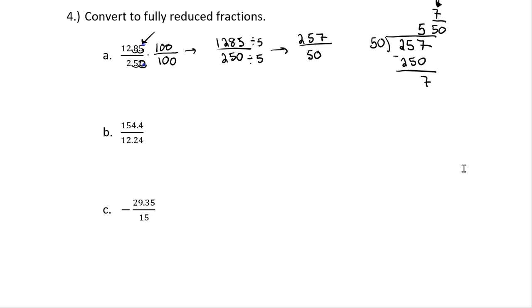All right, so looking at this one, again, I pay attention to the number, the numerator or denominator, that has the most places to the right of the decimal. This time, it's in the denominator. I have the 100th place, 12 and 24 hundredths. To move that decimal over, I need to multiply top and bottom by 100.